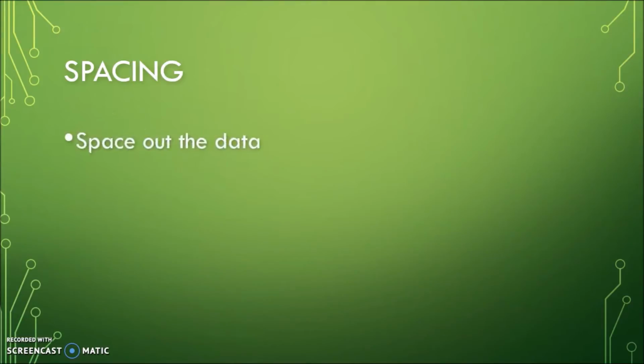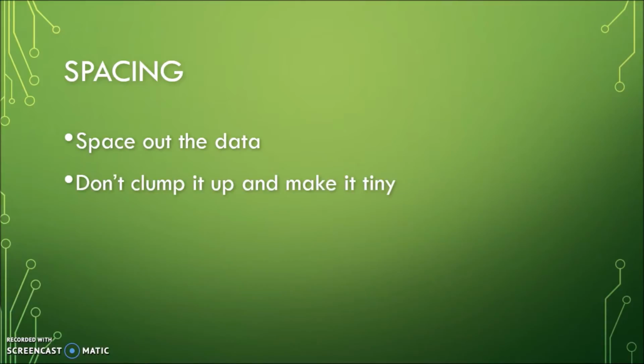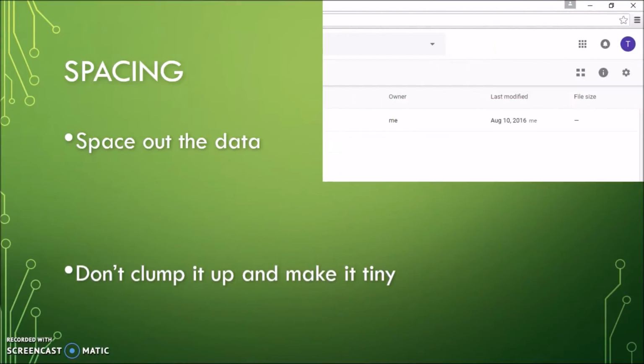Spacing. You want your graph to be pretty. You want to space out the data, give it lots of room so that it's easier to read. You don't want to clump it up and make it really tiny, so spread it out, okay?